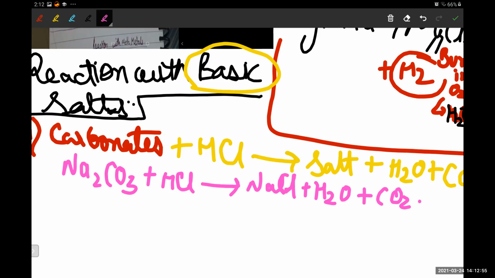To get the name of the salt, you can first write water and carbon dioxide, and then you can just predict the name of the salt yourself. I'll tell you an example to do that method.